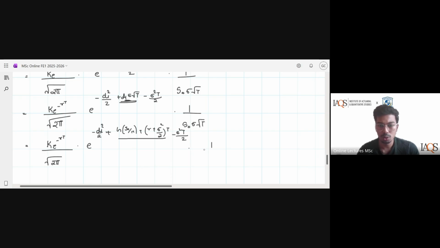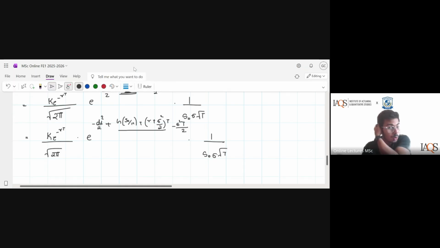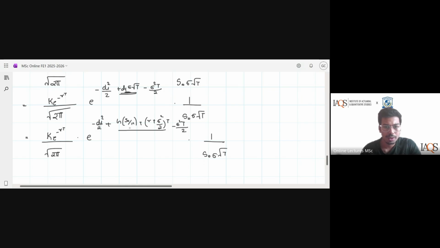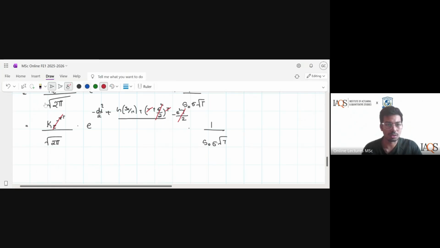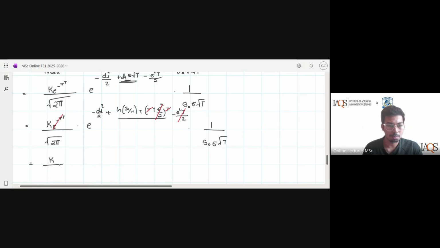All right, into what is left is 1 upon S0 sigma root T. Now, if you see closely over here, sigma squared by 2 T minus sigma squared T by 2 will get cancelled. e raised to rT will get subtracted with e raised to minus rT. What else will I have? Let's solve this one step further. K by root 2 pi e raised to minus d1 square by 2.